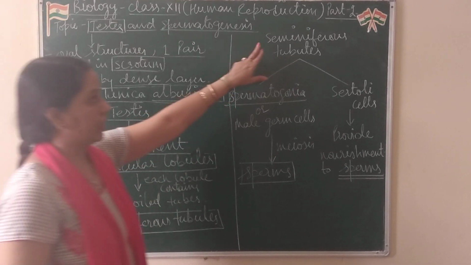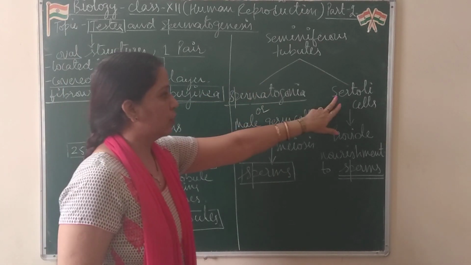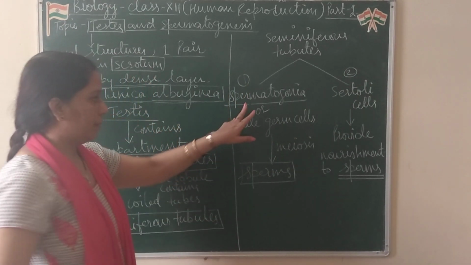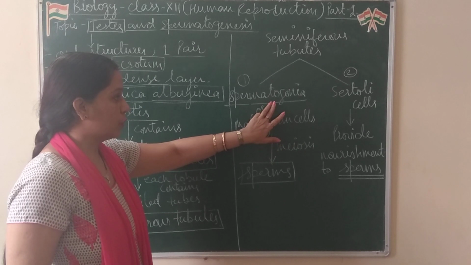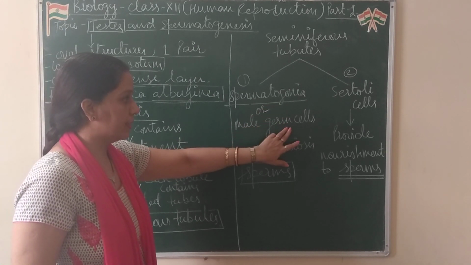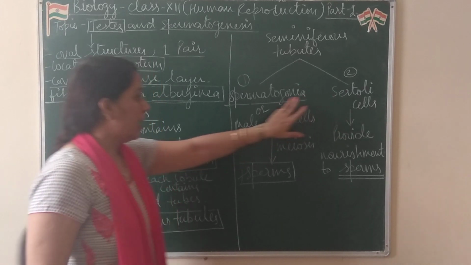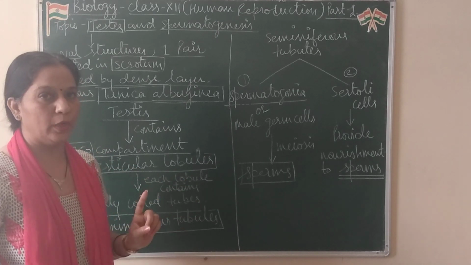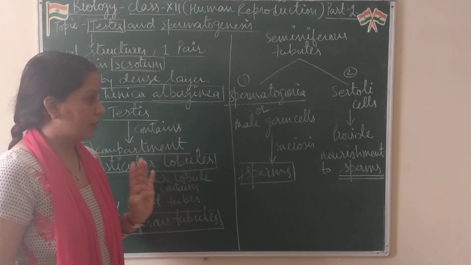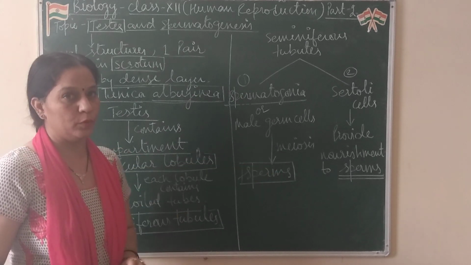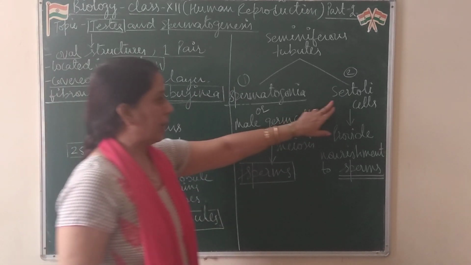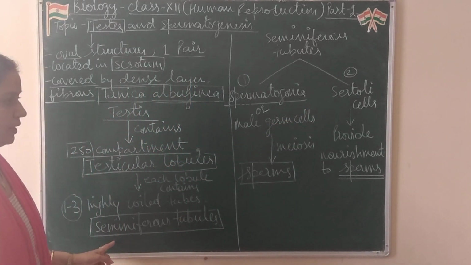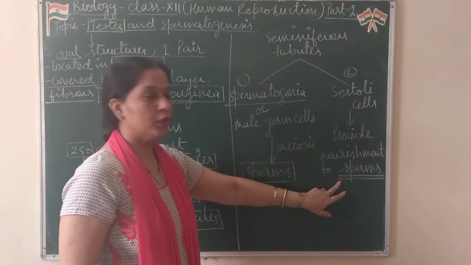These seminiferous tubules contain two types of cells. Number one is called spermatogonia, also called male germ cells, and the second type of cells are Sertoli cells. Spermatogonia undergo meiosis and produce sperms. One spermatogonium produces 4 sperms by meiosis, and the number of chromosomes is reduced to half. Sertoli cells are present inside the seminiferous tubule itself and they provide nourishment to sperms.